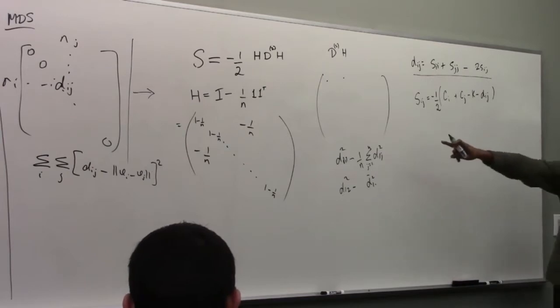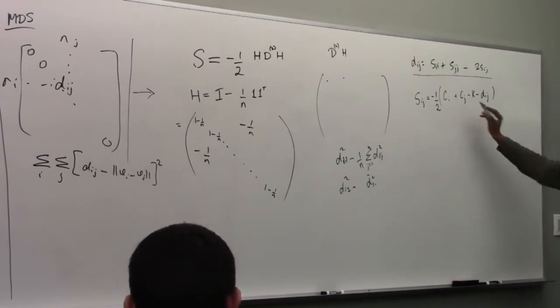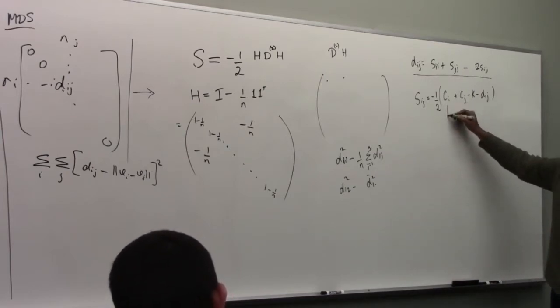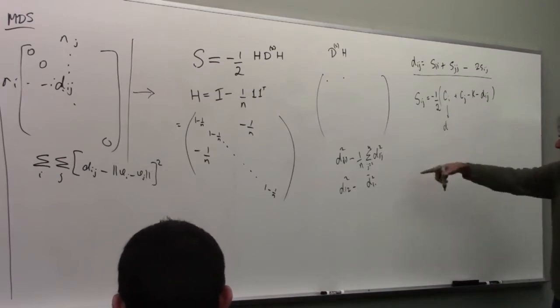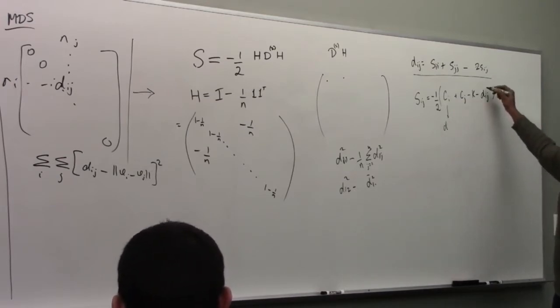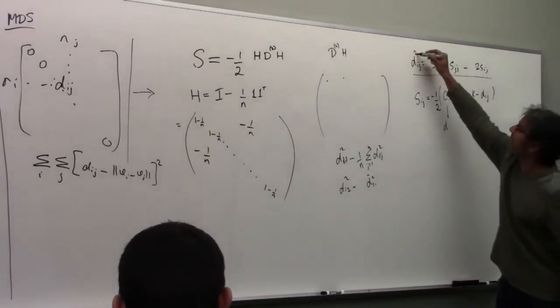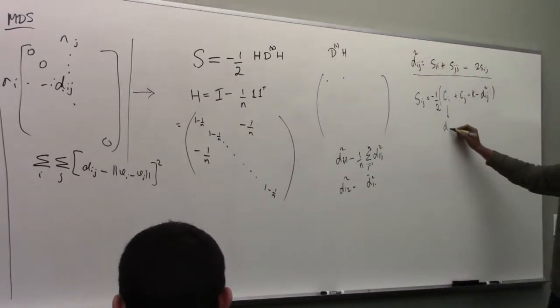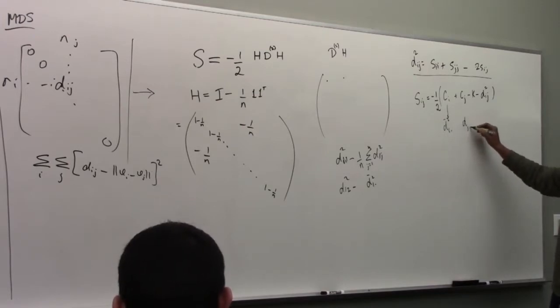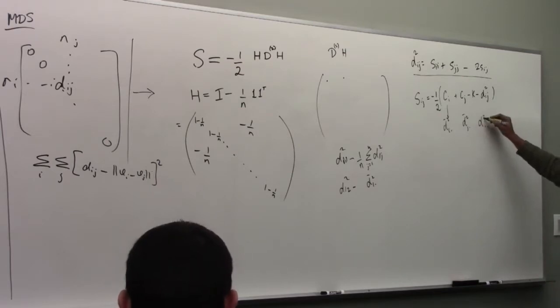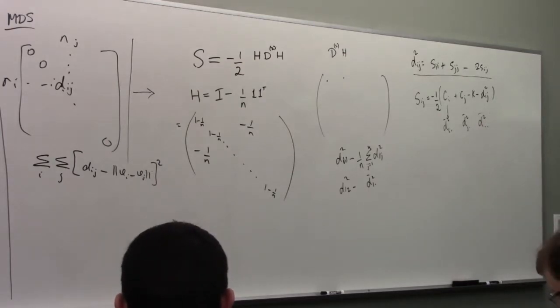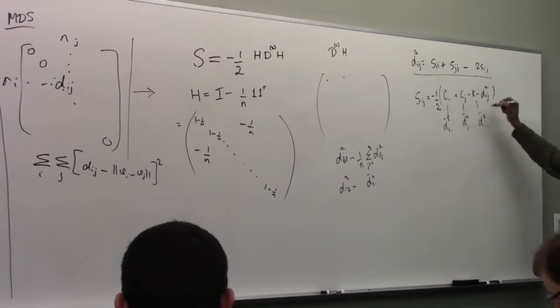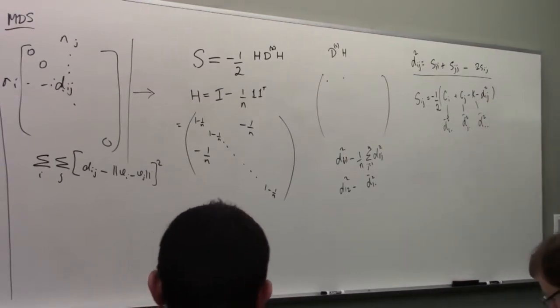What you actually get from this construction are very specific values for these things. So this is going to be the average distance squared from i to everything. This is going to be the average distance squared from j to everything. This is going to be the overall average distance for all the points in the set. So if you work on that expression, this is what this will end up being.